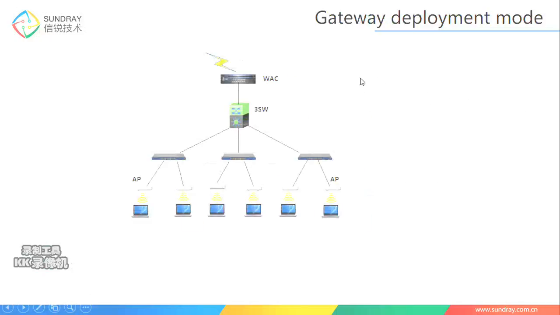And also Sangfor's controllers can be deployed in gateway mode. As I said yesterday, we have no distinction between WAN port or LAN port, so we can use all of the business ports as a WAN port, but we cannot do load balance for several ISP lines. But if there are two ISP lines, we can use policy route to let some of the subnets go to ISP1 and the other subnets go to ISP2. So this is what we can do with several ISP lines.